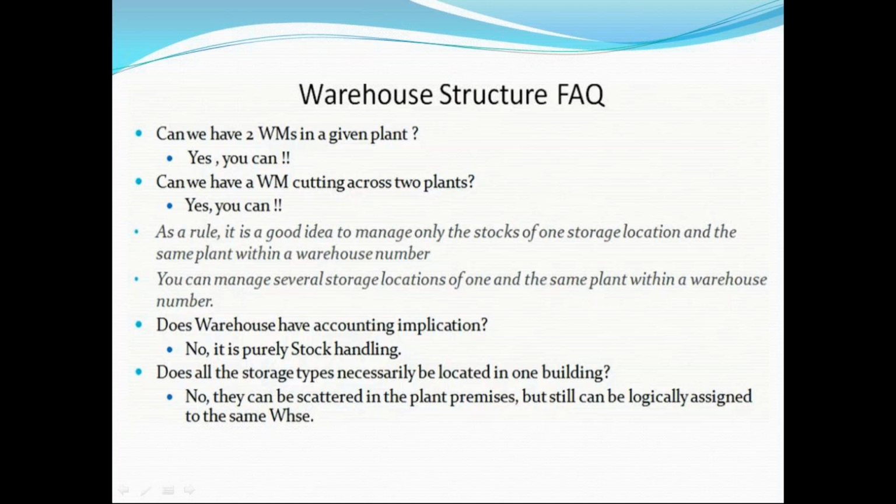Do all the storage types necessarily have to be located in one building? No. They can be scattered in the plant premises, but still can be logically assigned to the same warehouse number. The fundamental concept still is that one particular warehouse should be linked with a plant and a storage location. That means a plant and a storage location cannot be linked with multiple warehouses. Only one warehouse is possible to link between the plant and a storage location.